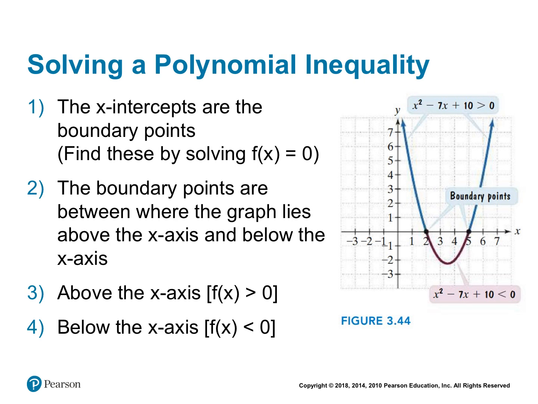So here will be the steps for solving, and then we'll apply it. The first step is the x-intercepts are the boundary points. You find the boundary points by solving when f of x equals 0. The boundary points are between where the graph lies above the x-axis, which you can see is the blue arrows, and where the graph falls below the x-axis, which is in purple. Above the x-axis is where f of x is greater than 0. Below the x-axis is where it's less than 0.